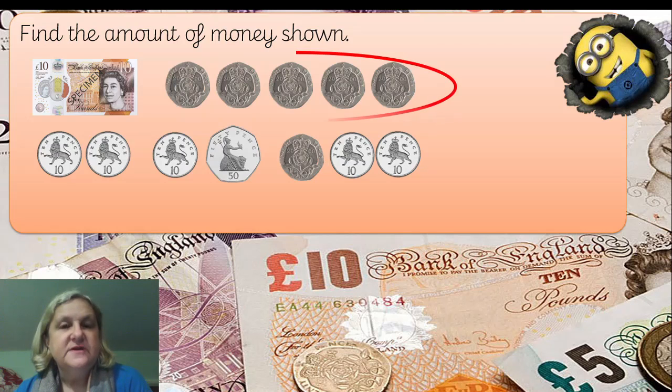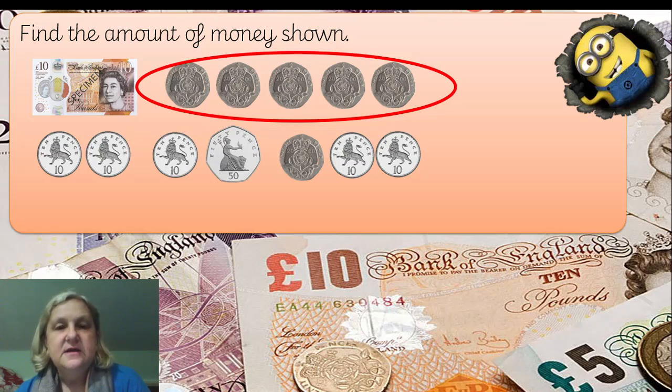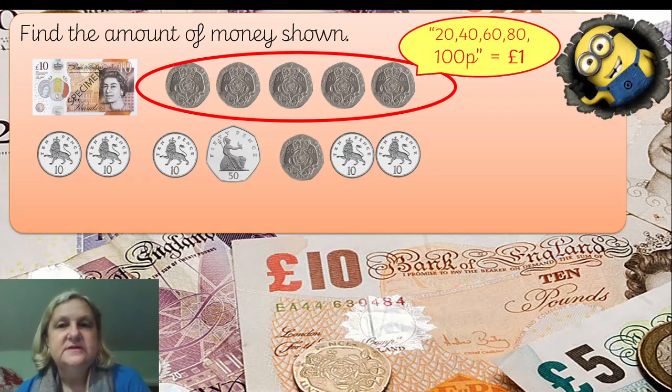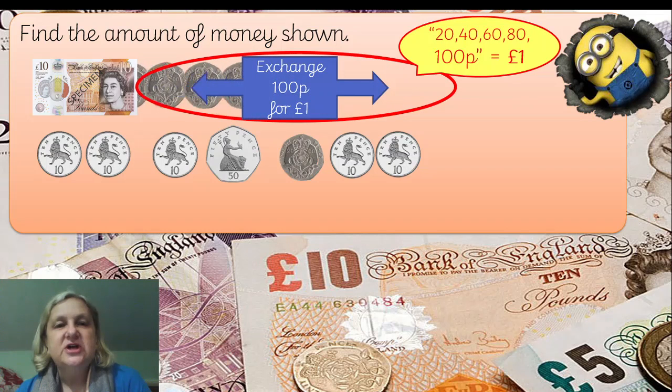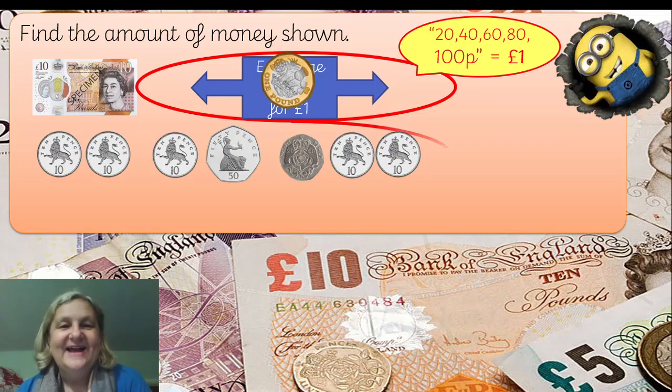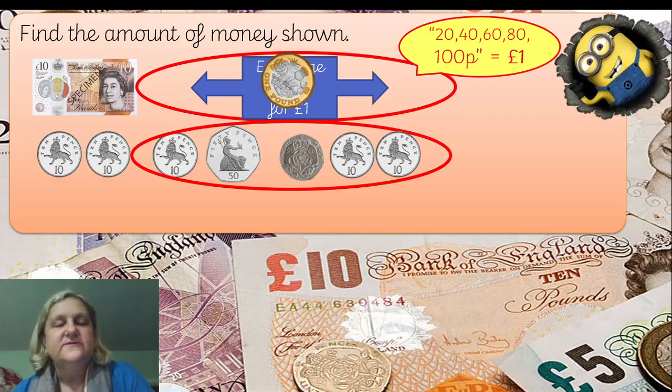Okay, so the first one is the 5 lots of 20, because we know 5 2s are 10, so 5 20s are 100, so that's 20, 40, 60, 80, 100 pence, which is the same as £1. Going to exchange those, slide them all away, and here comes the £1. Woohoo! And another group. It doesn't matter which group, which end you start from. I could have gone from this end and done a very similar thing, but it doesn't really matter. I could have gone from the other end, as long as you have the right number.